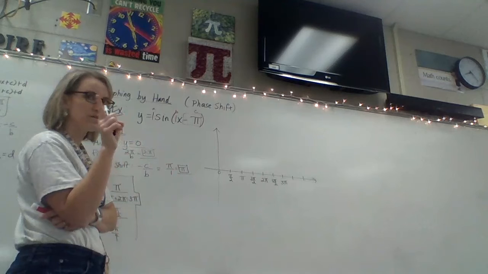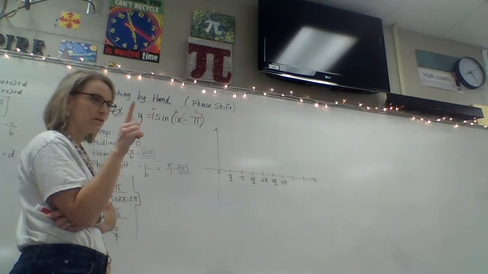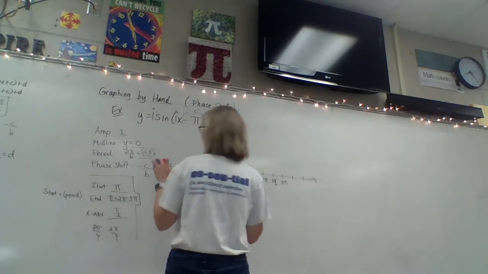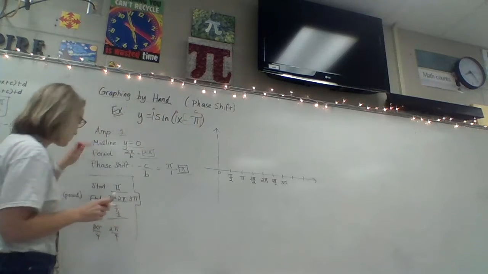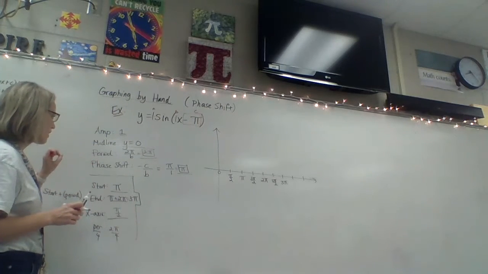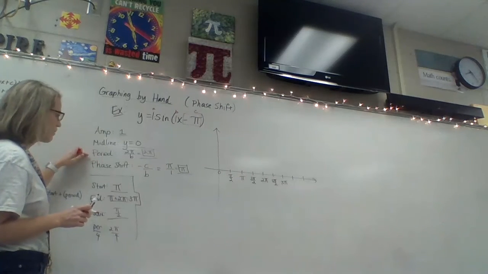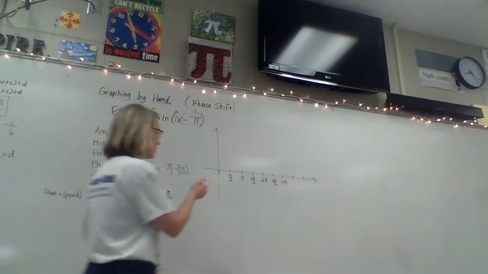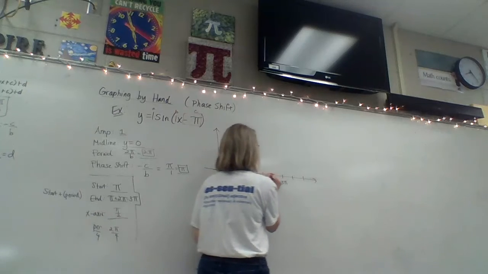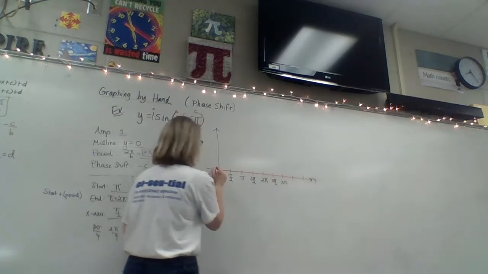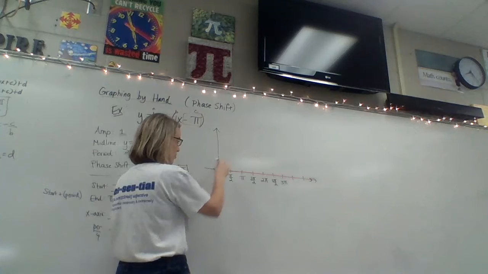Y'all got a question so far? You good? Okay. All right, so we have calibrated the axis. We have written our tick marks. We're okay about this part. Okay, now let's go ahead and just do the midline. So it's here at 0. And your amplitude is still 1. We're ready to draw this thing.